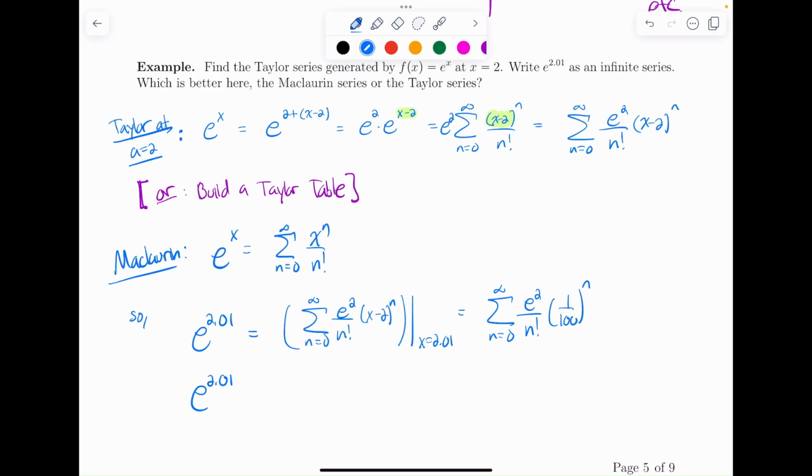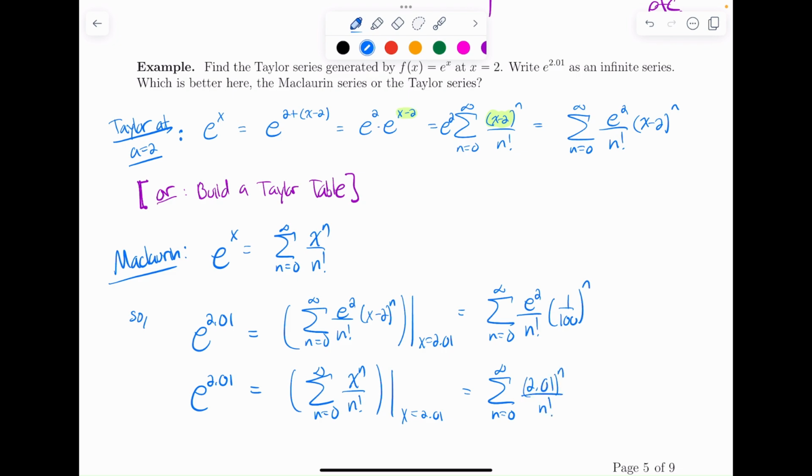That's a really, really, really small number. Look at that geometric ratio here. That is going to 0 really fast. Whereas over here, if I were to take the Maclaurin series, so we have x to the n over n factorial, and plug in x equals 2.01, this is just going to come up with the series 2.01 to the n over n factorial.